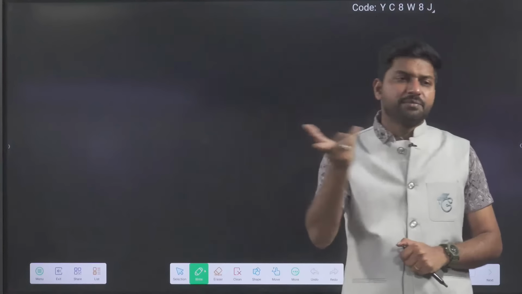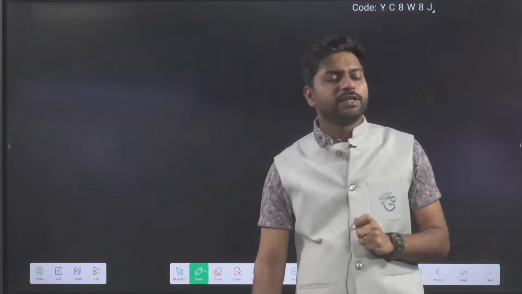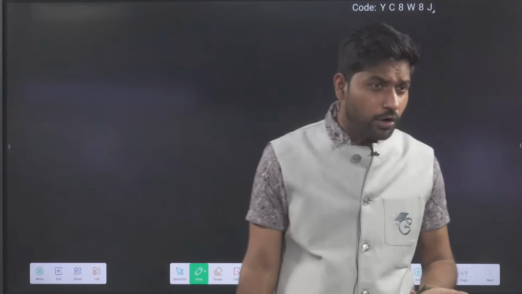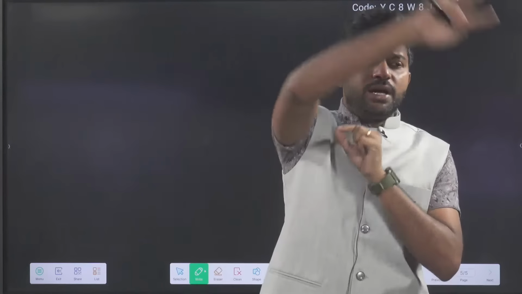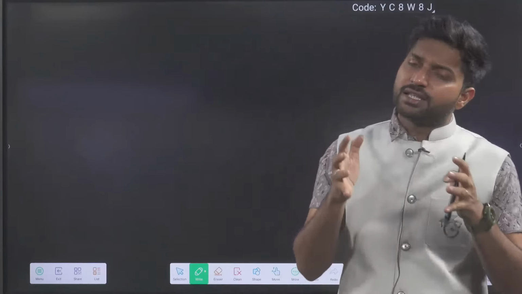So in this manner, by this observation, he gave his own model: the atom has two parts, the nuclear part and the extra nuclear part. The nuclear part is small, with positively charged particles, and it is heavy also. In the extra nuclear part, electrons are revolving. But he was not able to explain the stability of the atom, so it did not become so famous.